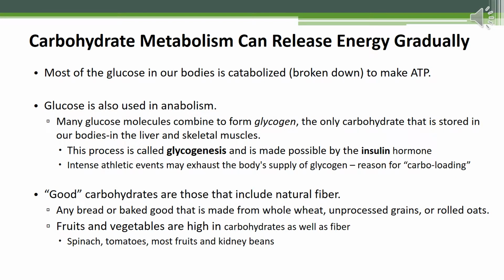Carbohydrate metabolism can release energy gradually. Most of the glucose in our bodies is actually catabolized, or broken down, to make ATP, which we could call our premier energy source. Glucose is also used in anabolism because it's a monomer which we can use to form glycogen, which is the only carbohydrate stored in the body and is stored in the liver and the skeletal muscles. The process of creating glycogen is called glycogenesis, and it's made possible through the assistance of the insulin hormone.